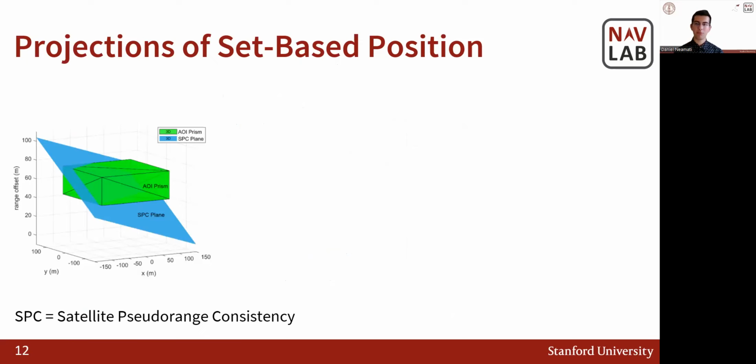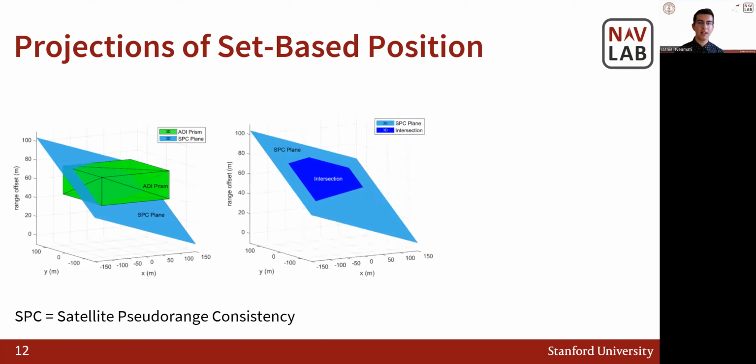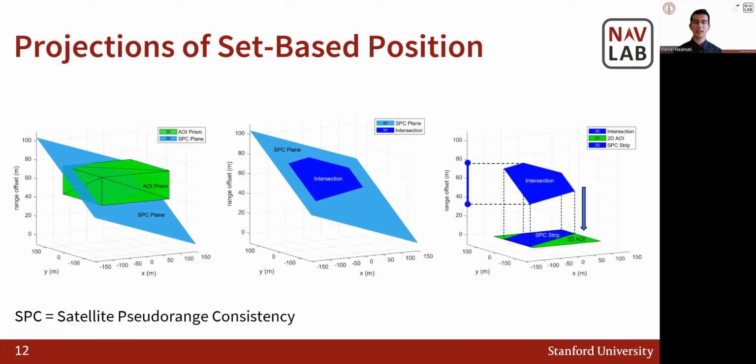We now want to bring in that plane that we just talked about with this set-based form of the pseudorange equation. So we're going to call this plane the satellite pseudorange consistency plane, or SPEC plane for short. And we really care about what portions of the AOI prism, which captures the possible user error, are consistent with both the satellite location and the pseudorange information. And that operation is this intersection, which is this dark blue object, which is itself a set in this higher dimensional space. And we can look at how this set projects onto each of the dimensions.